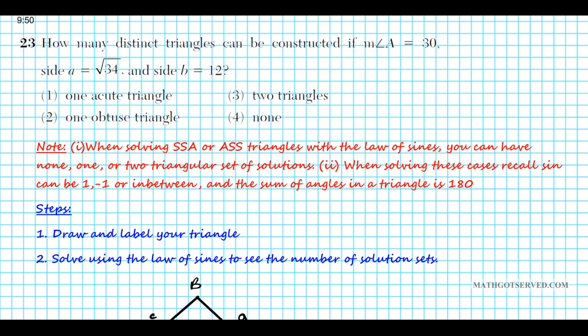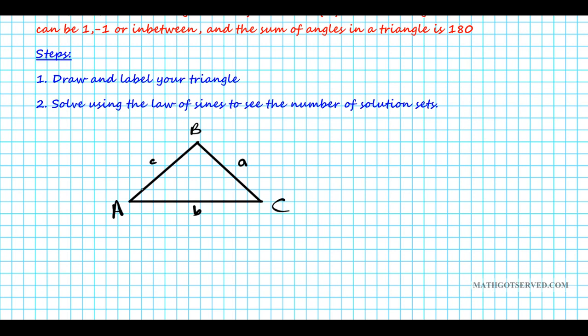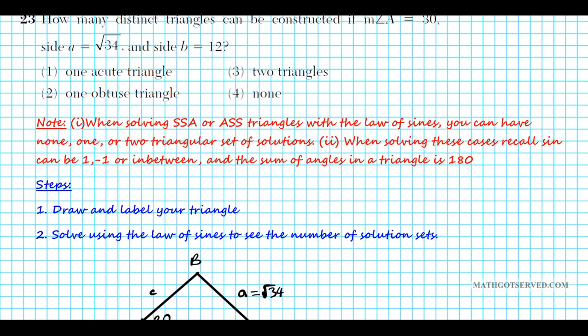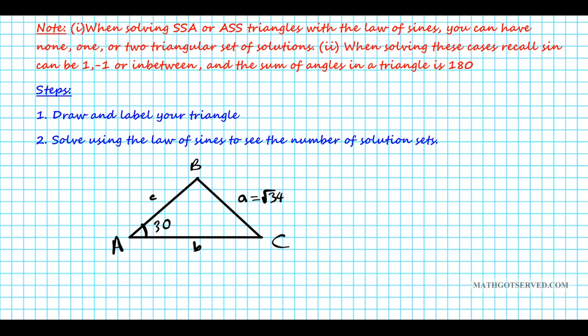Okay, so measure of angle A is 30 degrees. This is 30. And then side a is root 34. And then side b is 12 units long. Okay, let's go ahead and put that in. Side b is 12 units long.